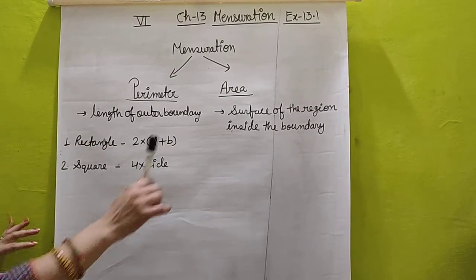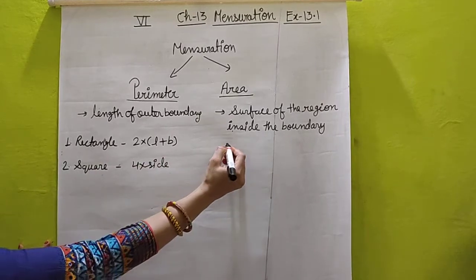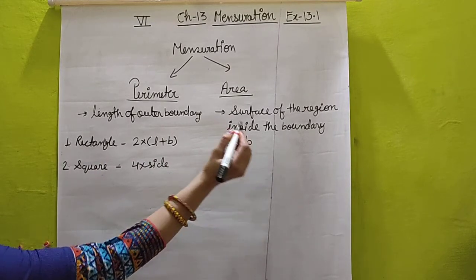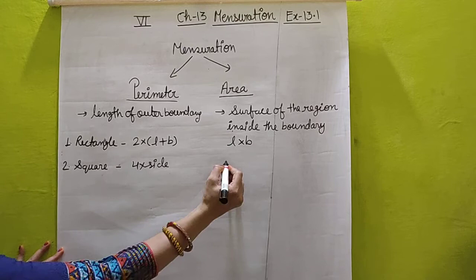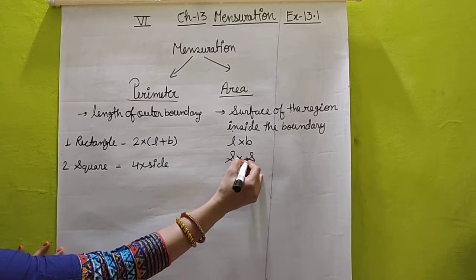Now students, what about area? Area of rectangle will be length multiplied by breadth, and area of square will be side multiplied by side.